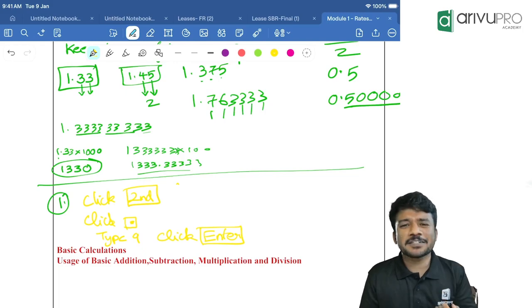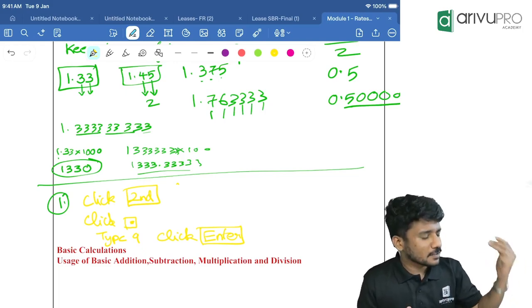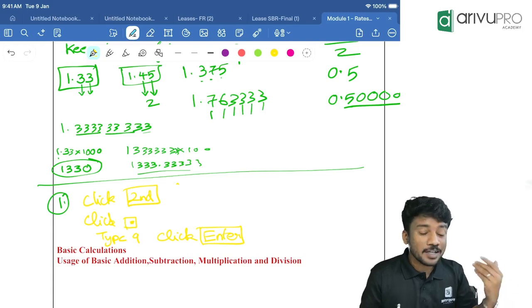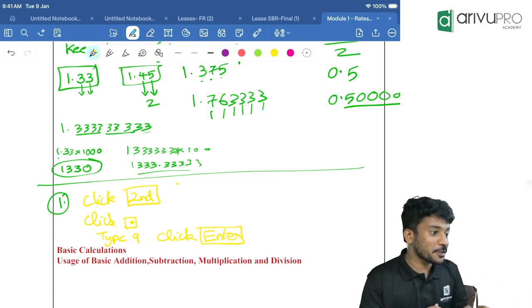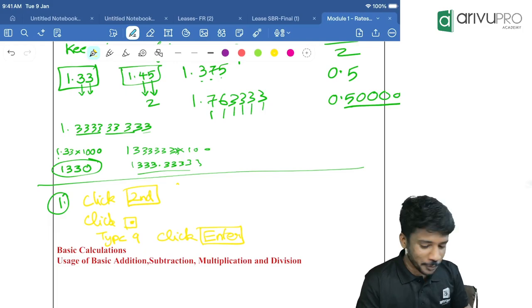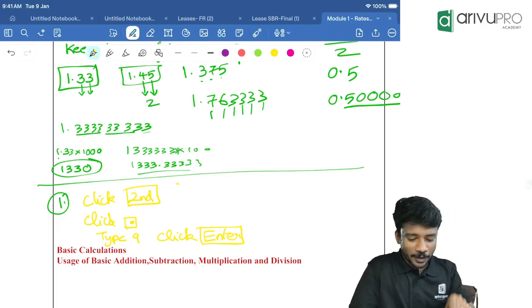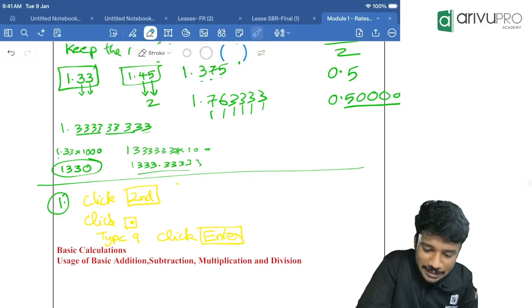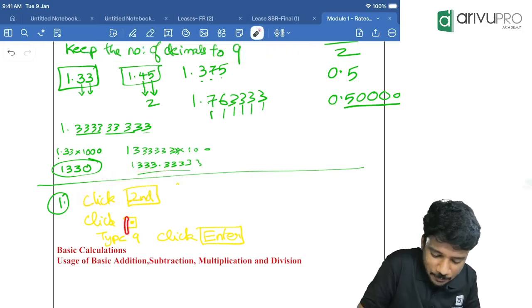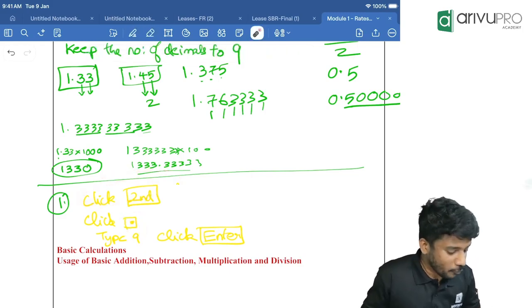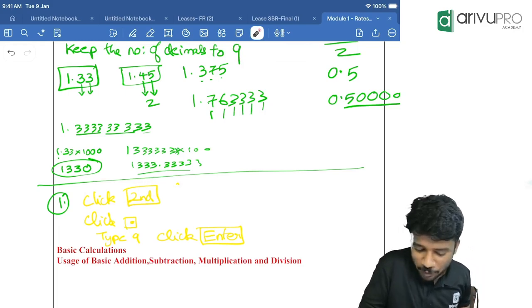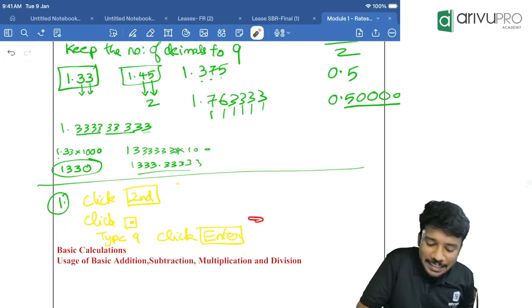No matter what, don't go for 3 decimals or 4 decimals. But what if one fine day you want to try out 3 decimal points? What will you do? Click the second button. Then click the dot button. That means you are formatting the decimal value. Then what will you do? Type 9 and click what?